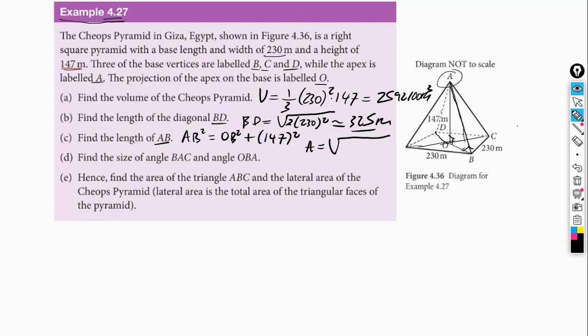of 162.5 squared plus 147 squared. And we said this is AB. So that means that AB is going to be approximately 219 meters.